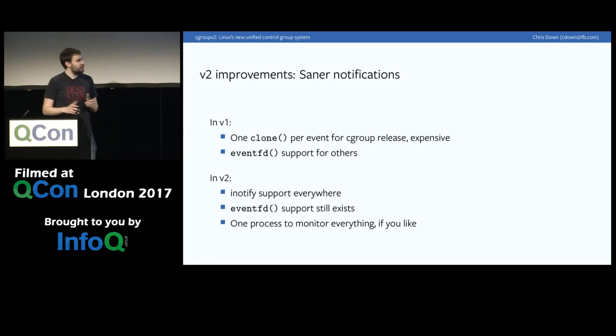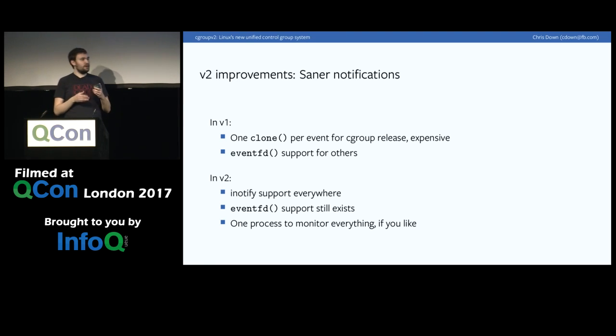In version 1, this exists, but it can get really expensive. To get a release notification, which is the notification we get when there are no more processes in a cgroup, which might mean say your daemon has died, you have to specify a release agent ahead of time. This is literally a path to something on your system which it should execute every single time that we run out of processes. The problem is, for some use cases, you might be expiring a lot of times a second. And we have to now clone, say, 1,000 times a second for your 1,000 release events, which is not really what you want. For other events, we have event-fd or poll support.